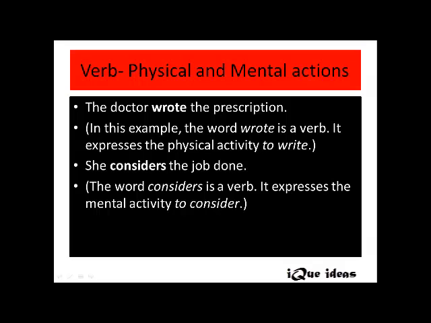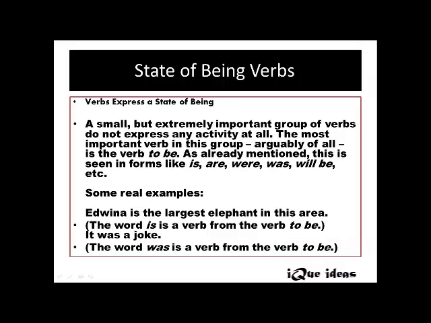Let's move on to the second example. She considers the job done. Can you see the verb consider? Though it is a verb in the sentence, it cannot be seen. It expresses the mental activity to consider. That's how it cannot be seen, and that's why it's called mental activity.